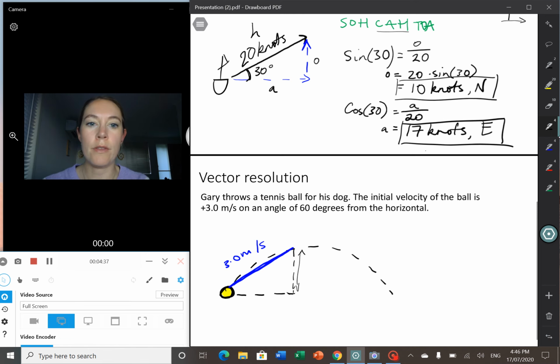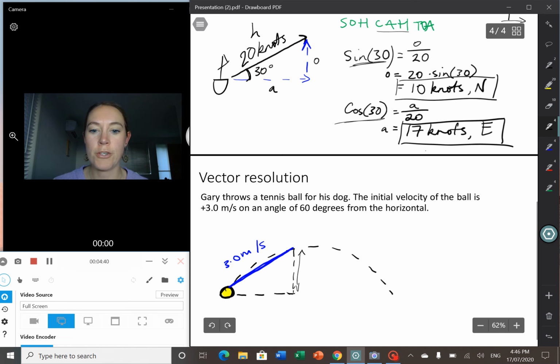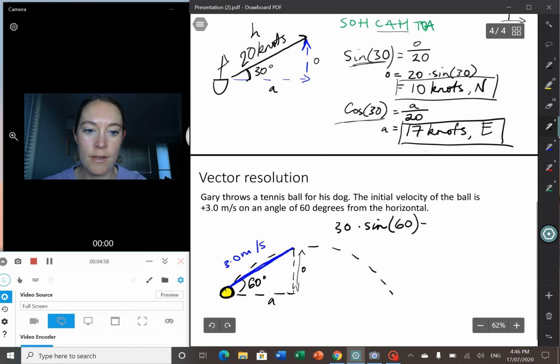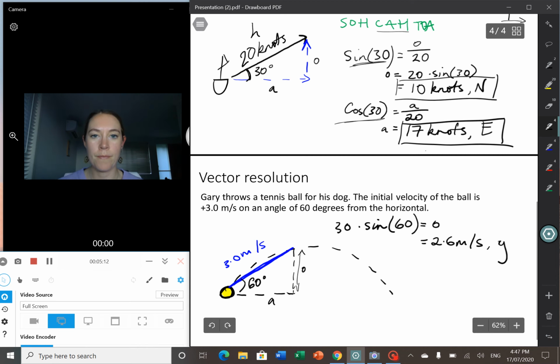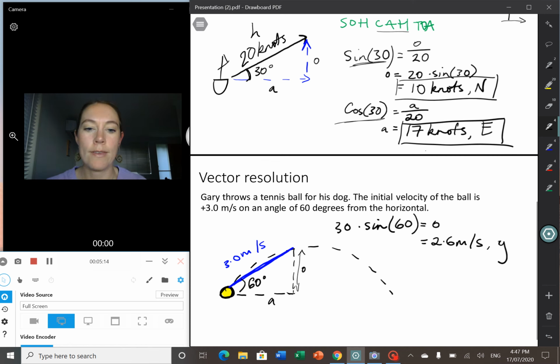We're going to use the exact same ratios that we used here. And again, I forgot to add in the angle there. Okay, so to find the length of this side, this is going to be my opposite side, and that'll be my adjacent side. So it's going to be sine 60 times 3.0 is equal to the length of the opposite side. So that is going to be 2.6 meters per second, and I'm going to state that the direction is y, as in the y-axis.